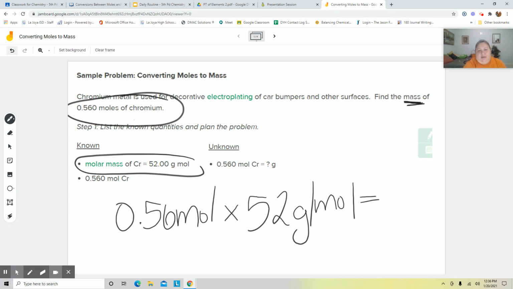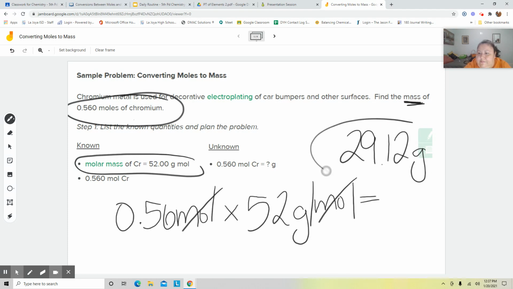So everybody get a calculator, which means I'm talking about your phone, just like I am. 0.56 times 52. What'd you get? Did anybody try it? 29.12. Very good. Look at that. Great. Perfect. So then look at what you have. You have moles. So moles cancels and you're left with 29.12 grams.